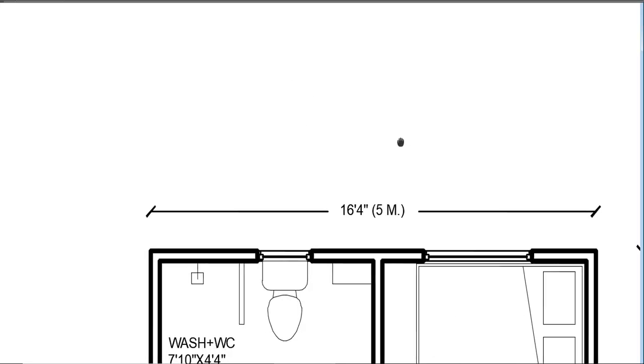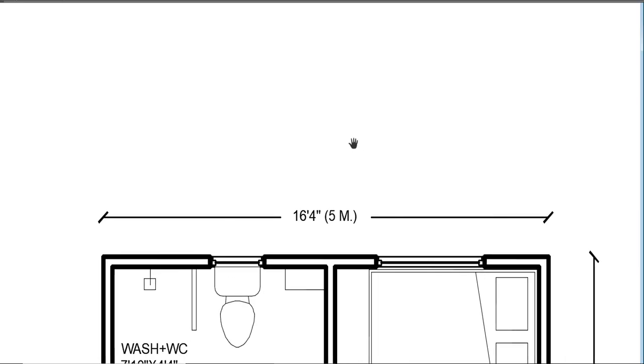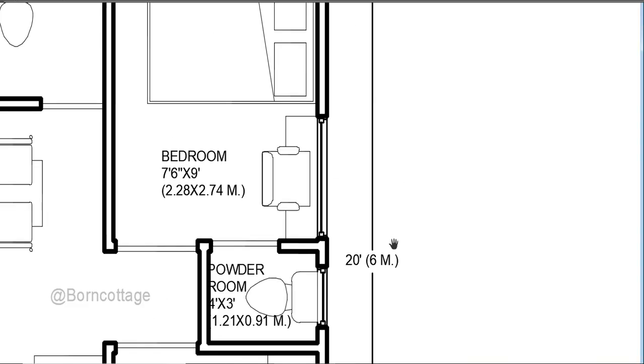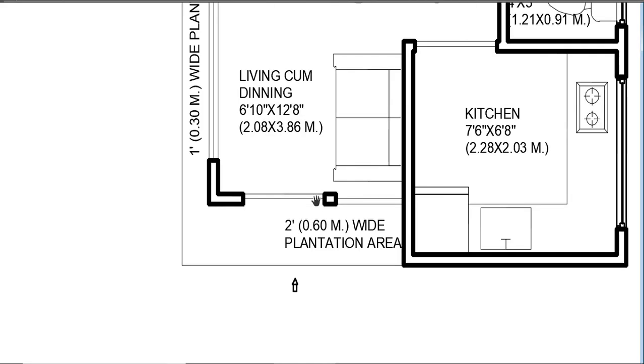So this is the floor plan of the house. The total area I have taken is width 16 feet 4 inches, in meter 5 meter, and the length is 20 feet, in meter 6 meter. In the front we have 2 feet, in meters 0.60 meter wide plantation area, and we have a sliding door here. After that we'll go inside.